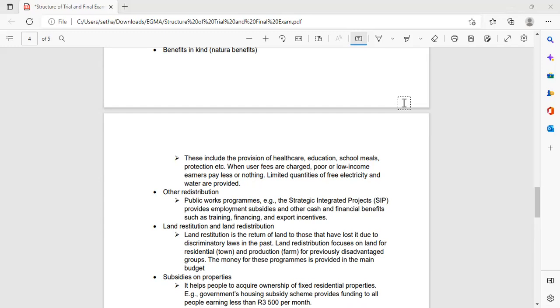Land redistribution focuses on land for residential town and production farm for previously disadvantaged groups. The money for this program is provided in the main budget. So the land restitution and the land redistribution focus on those previously disadvantaged groups that were affected due to the past laws, apartheid laws.